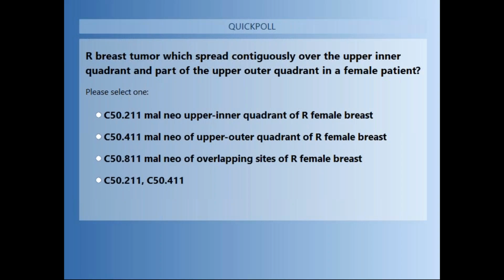All right, so the question is, right breast tumor which spread contiguously over the upper inner quadrant and part of the upper outer quadrant in a female patient. Is the answer A, C50.211, malignant neoplasm upper inner quadrant of right female breast, B, C50.411, malignant neoplasm of upper outer quadrant of right female breast, C, C50.811, malignant neoplasm of overlapping sites of right female breast, or D, C50.211, C50.411. Go ahead and select your answer.